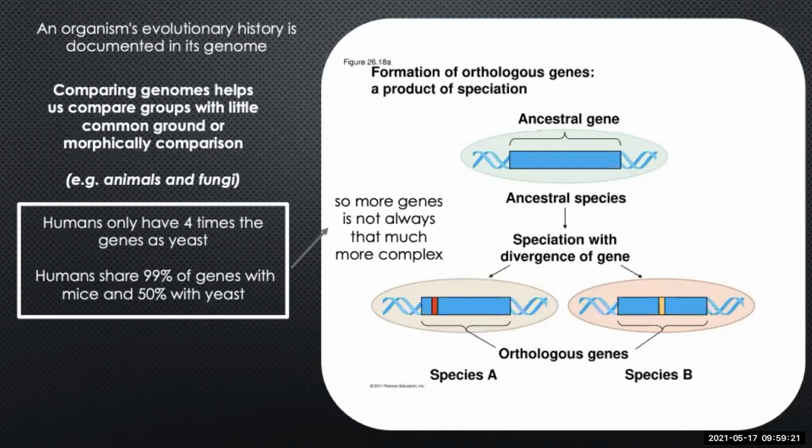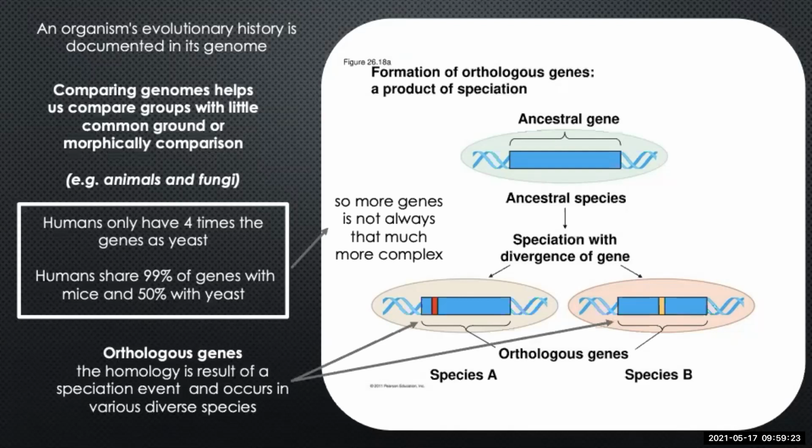So not all genes are necessarily that much more complex. It depends on how they change. Different parts of our DNA appear to be more or less changeable compared to other ones. Also, certain species seem to evolve at a higher rate. So, for instance, dogs are considered to have very high genomic plasticity.